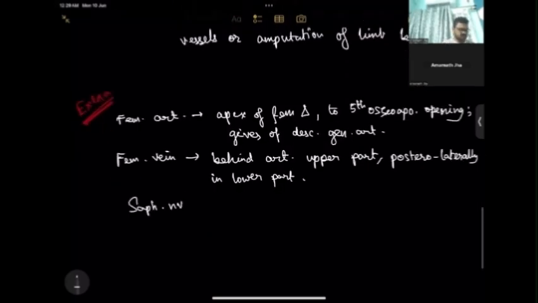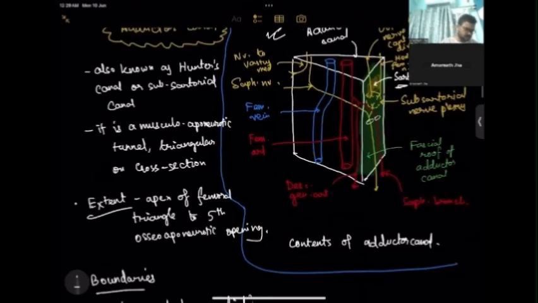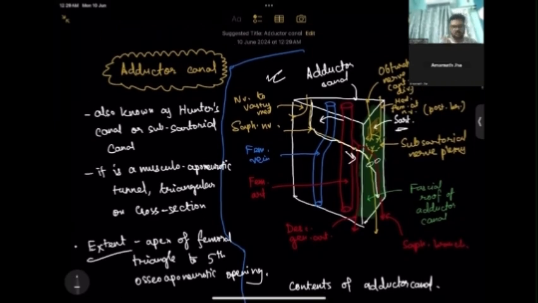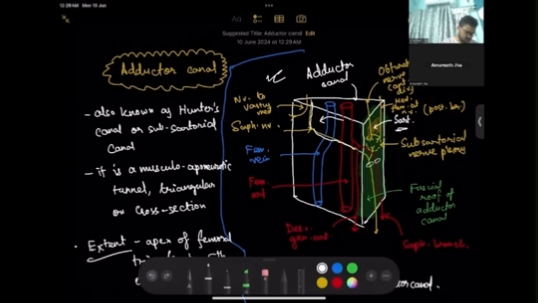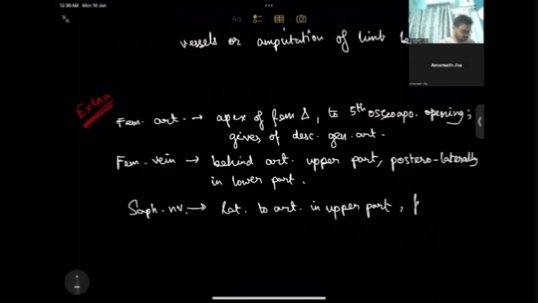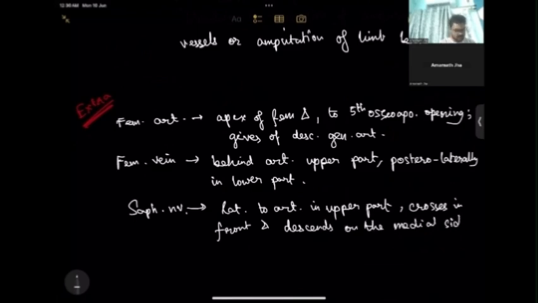Saphenous nerve. When a question comes, when we discuss the course of the saphenous nerve, we'll get the same information again. It is lateral to the artery in the upper part. You can see the saphenous nerve going lateral to the artery, then crossing over to the medial side of the artery, and finally exiting the adductor canal. In the upper part it lies in front and descends on the medial side until the nerve leaves the adductor canal by piercing the fascia.